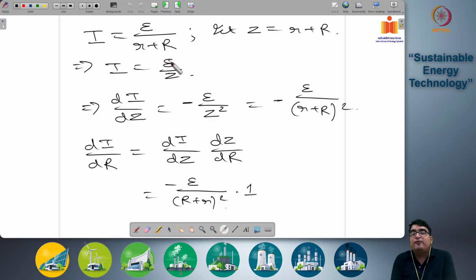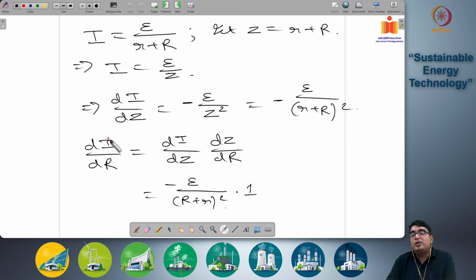We can also do some further manipulations. So current is EMF by small r plus capital R. So let us put a different variable Z as small r plus capital R, which is the total resistance, correct? Z is the total resistance. So the current is EMF by total resistance. So the rate of change of current with total resistance is minus epsilon by Z square. Okay, Z to the power minus 1, so it becomes minus epsilon by Z square when you differentiate, or minus epsilon by small r plus capital R whole square.